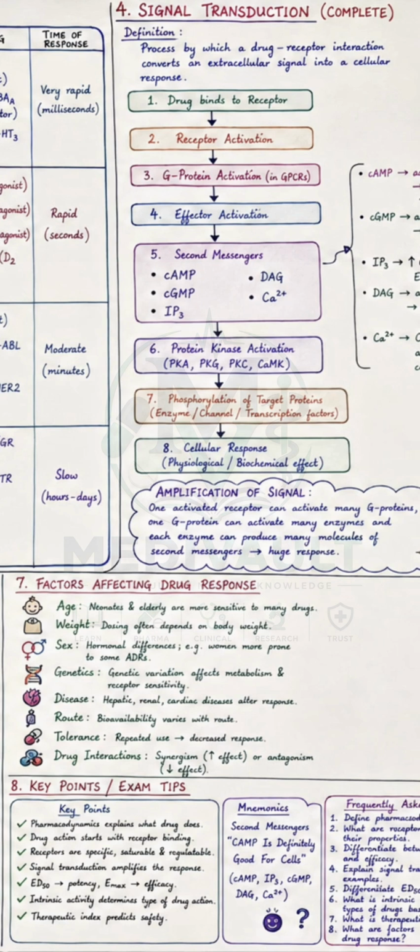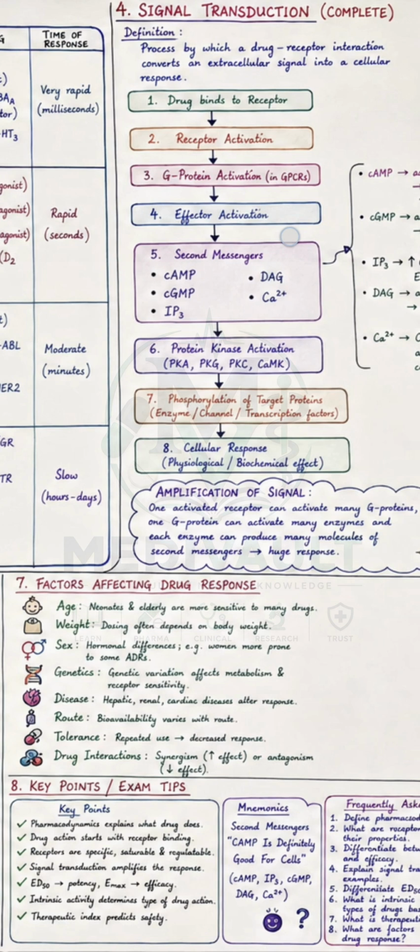Next is disease. If you have renal disease, cardiac disease, or hepatic disease, the drug will not be absorbed and the drug will not be excreted, so it can cause toxicity in the body and can cause organ failure and many other complications. Next is the route. Bioavailability varies with the route. What is bioavailability? It means how much drug is available in the blood for giving the response. So it can also be decreased when you have complications of the organ.